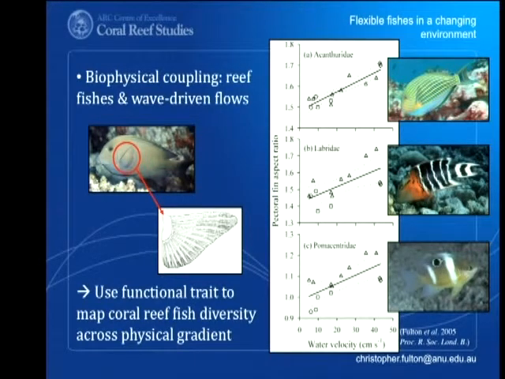And so this is an example of how you can use an informative trait to map coral reef fish diversity across a physical gradient, regardless of what the geographic location may be. And we've tested this now in the Great Barrier Reef, French Polynesia, the Caribbean, several locations around the world, and it holds every time we test it.